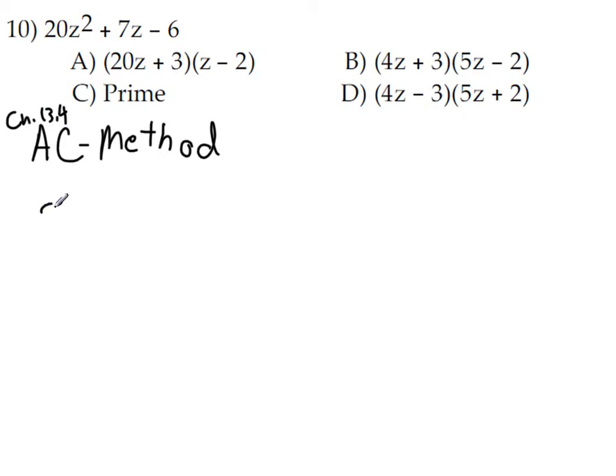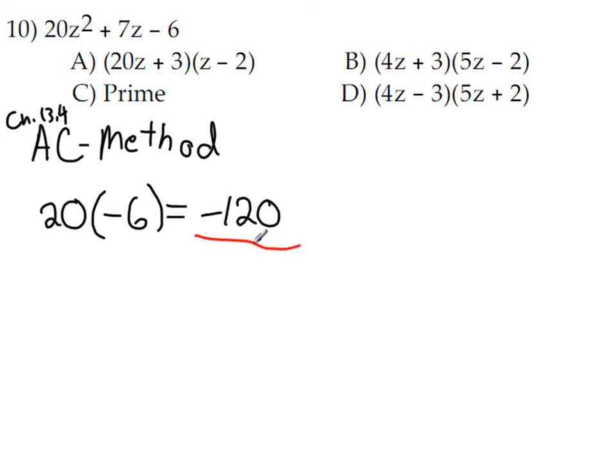So what you do is you take the a, which is whatever's in front of the squared term, so 20, times your c. In our case, it's negative 6. That sign comes with it. And we got negative 120. Now, we need to find factors of negative 120 whose sum is 7. And that might seem like a little bit of work, but what we're going to go ahead and do is start with things that are close to one another. Because 7 is such a small number, we don't want a big range between our numbers. Like 1 and 120 is just ridiculous. There's no way we could get 7 out of that.